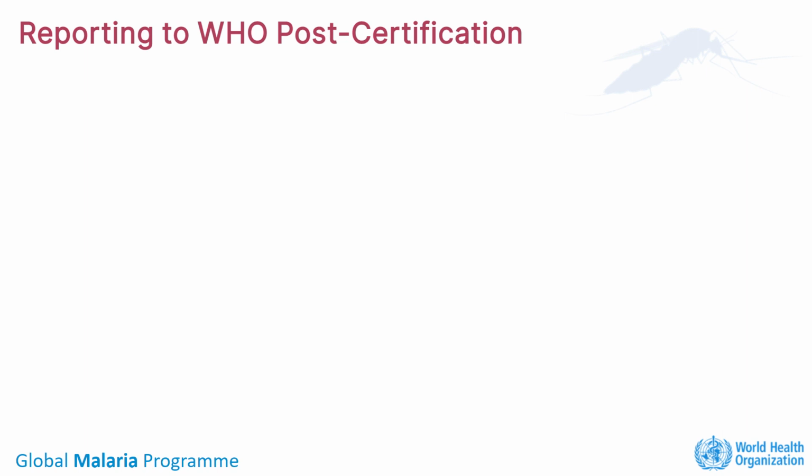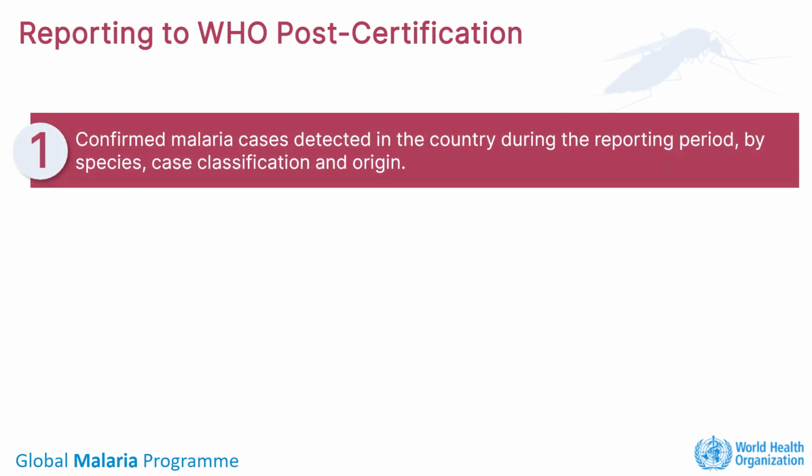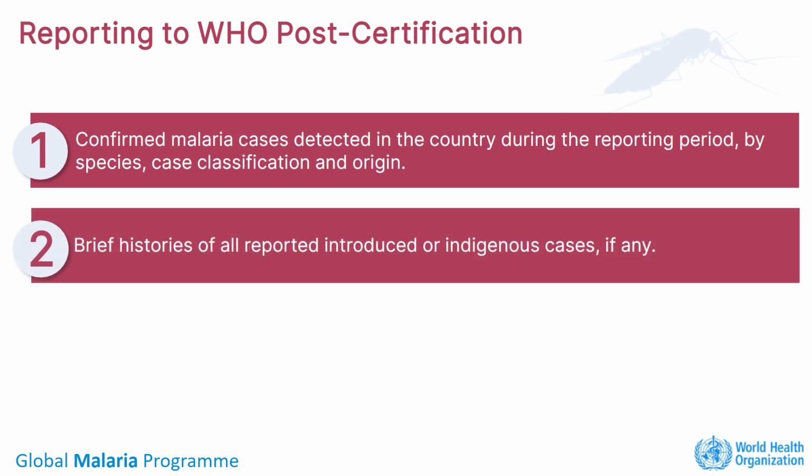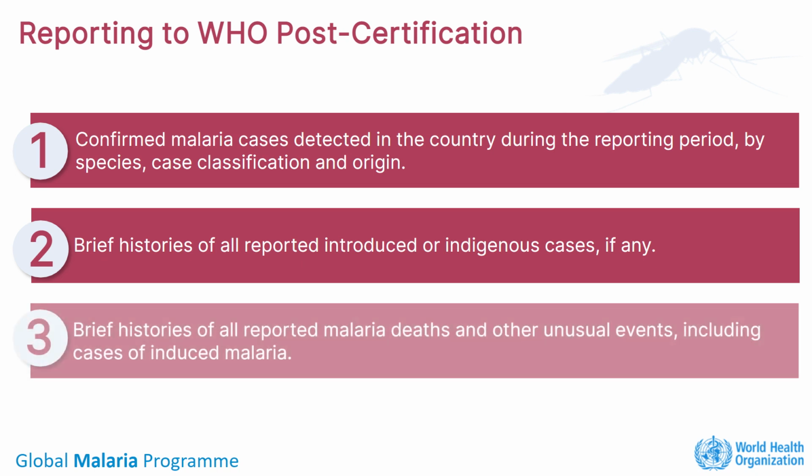Here are the elements to be included in the annual reporting. Confirm malaria cases detected in a country during the reporting period by species, case classification, and origin. Brief histories of all reported introduced or indigenous cases, if any, and brief histories of all reported malaria deaths and other unusual events, including cases of congenital malaria and induced malaria.